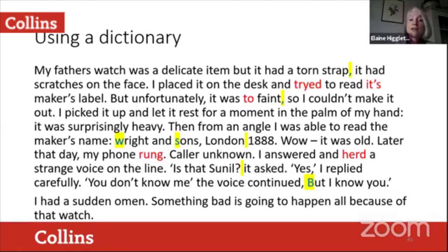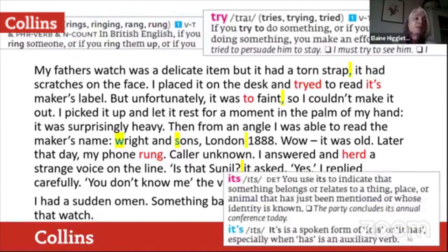But look at all of the red ones. All of these red ones are ones that you can underline and make the student go and look in their dictionary and work out how to correct it themselves. So let's have a look at some of these. Let's do rung first. My phone rung. It's wrong. How does the dictionary entry tell us what we need? Which bit of the entry do we look at?